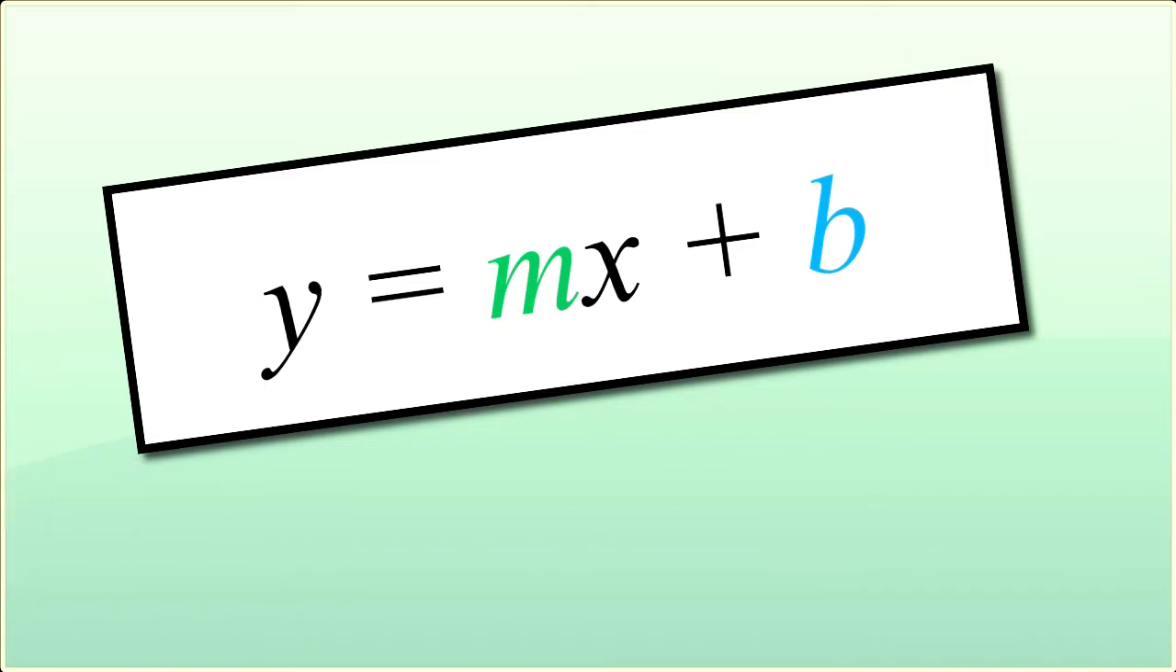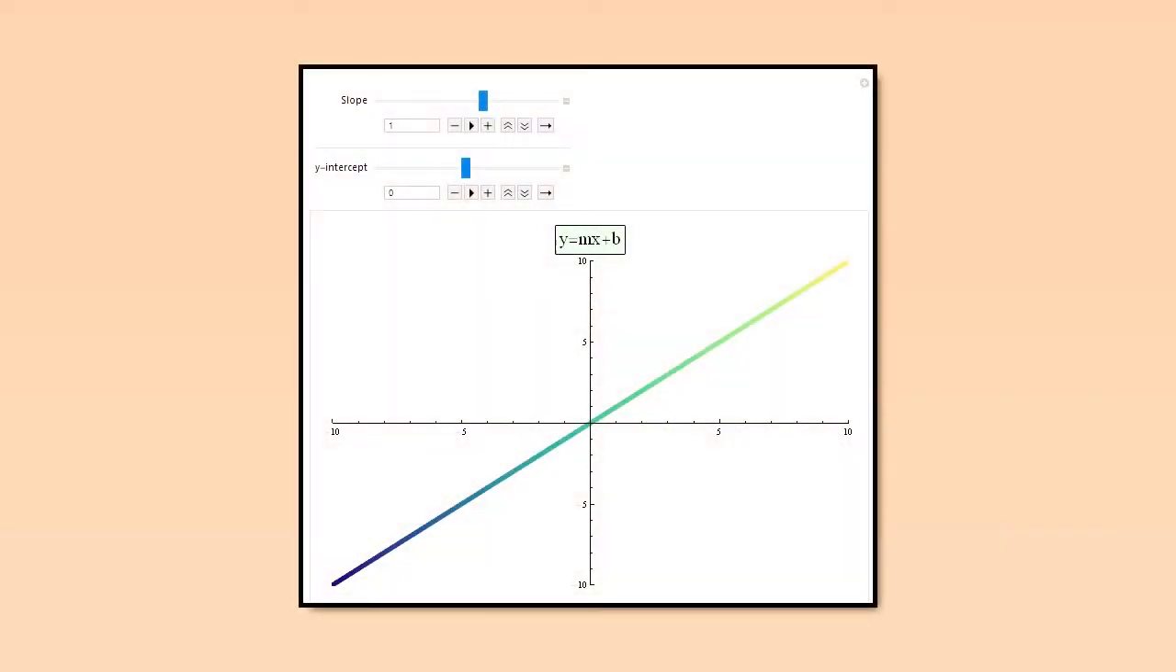A second form, which you may or may not have seen before, is called slope-point form. We'll take a look at this one in a moment. But for now, back to your friendly neighborhood y equals mx plus b. In this applet here, we can see a graph of the function y equals mx plus b. At the top are sliders where we can manipulate the two variables m, which is the slope, and b, which is the y-intercept. We start with a slope of 1 and a y-intercept of 0.